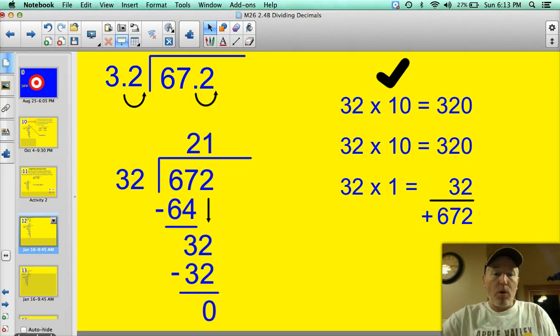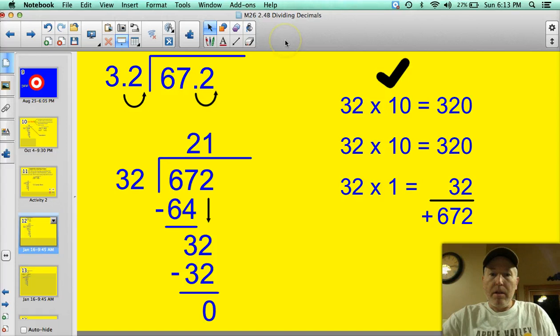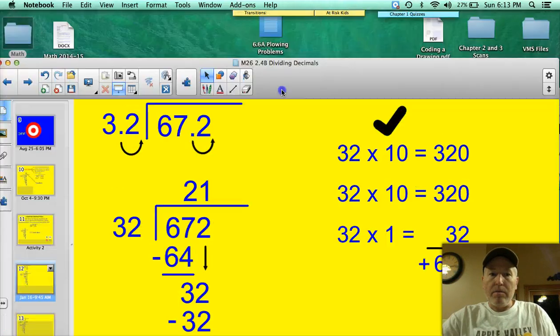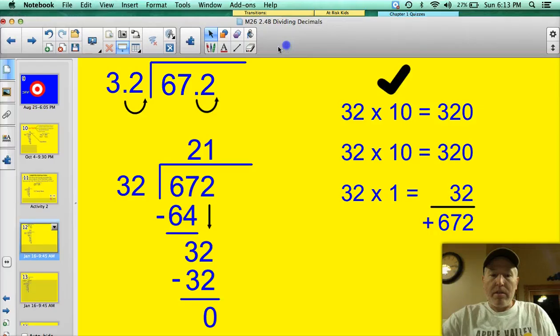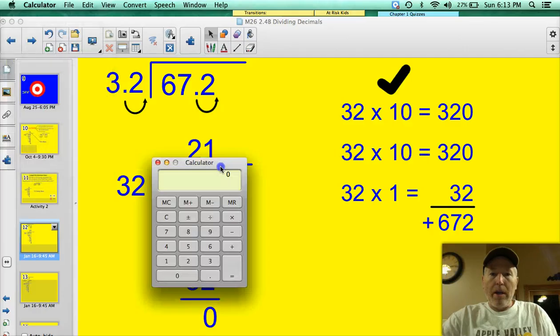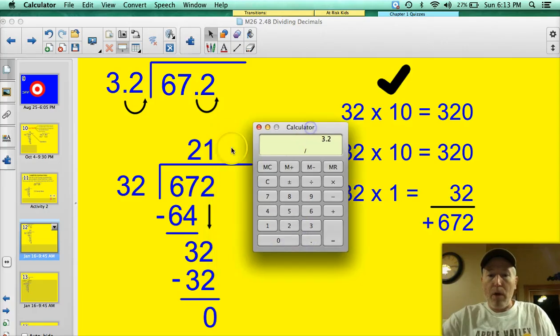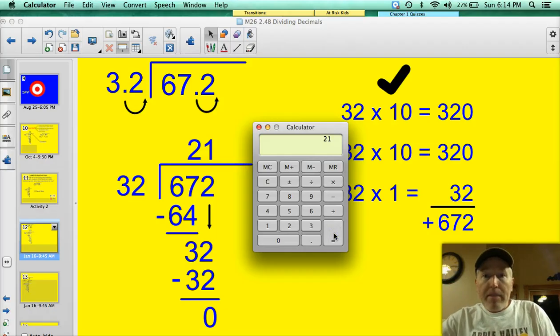I can see that a couple of you are already doubting me, so let's just pull out the calculator and see. Here it is. All right, let's take 67.2 and divide it by 3.2. Now that was our original problem, correct? And we came up with 21 once we moved the decimals. There it is. Now do you believe me?